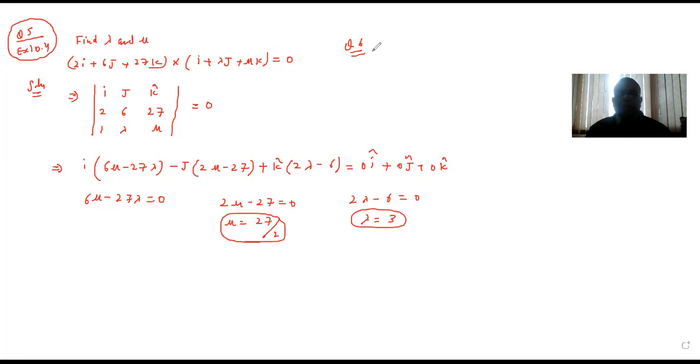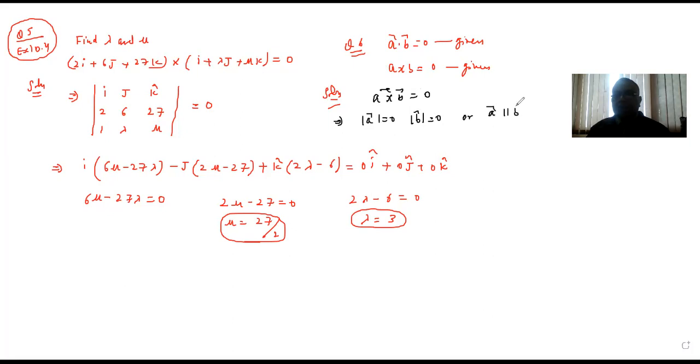Question number 6: given that A dot B is equal to 0 and A cross B is also equal to 0, he's asking what you can conclude for vectors A and B. First, if A cross B is 0, it means either vector A is 0, or vector B is 0, or vector A is parallel to vector B, because when the two vectors are parallel, theta is equal to 0, which implies A B sine 0 is equal to 0. So this is the case of the cross product.